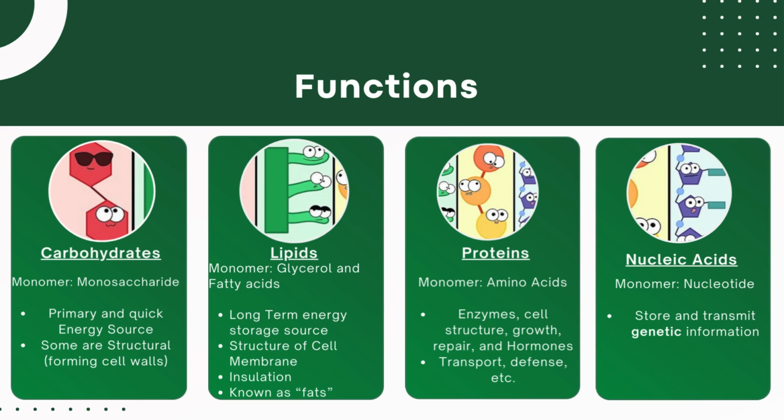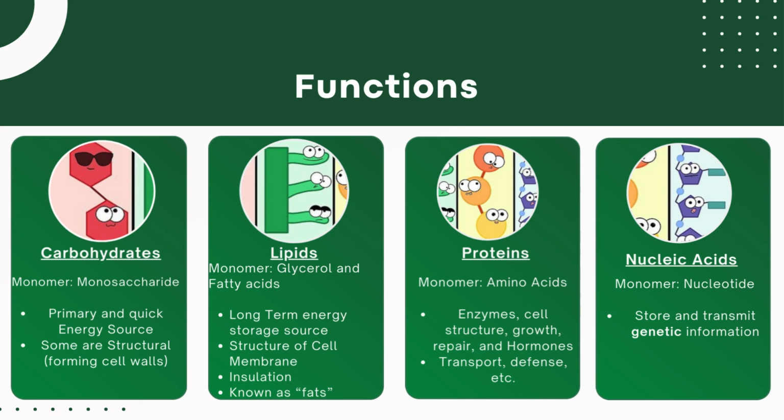We have carbohydrates. Our monomer is monosaccharide, and its function is to be a primary and quick energy source. Some are structural, forming cell walls. Then we have lipids. Our monomer is glycerol and fatty acids. It's a long-term energy storage source, provides structure for the cell membrane, provides insulation, and is known as fats.